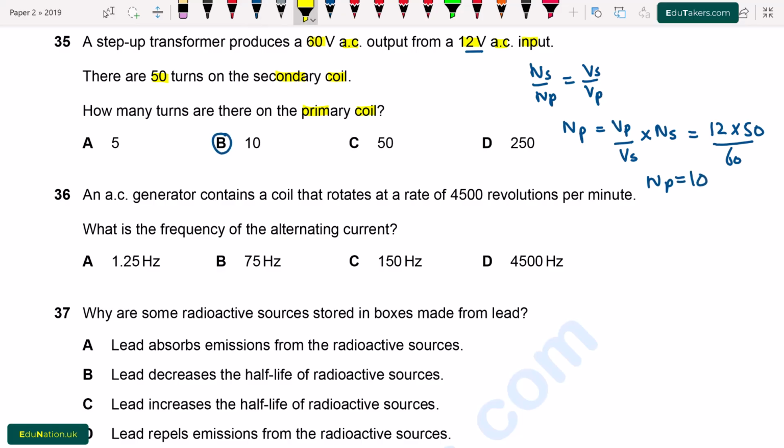Question number 36. An AC generator contains a coil that rotates at the rate of 4500 revolution per minute. What is the frequency of the alternating current? So here we have to find out the frequency. Frequency will be equal to rotation divided by time in second. So I write here frequency is equal to number of rotations divided by time in second.